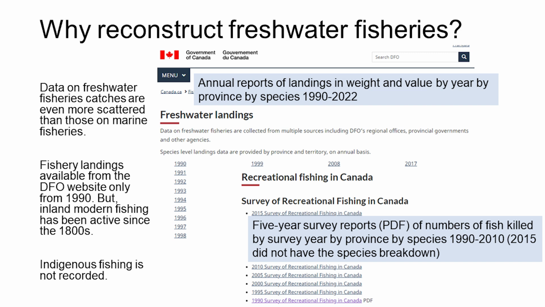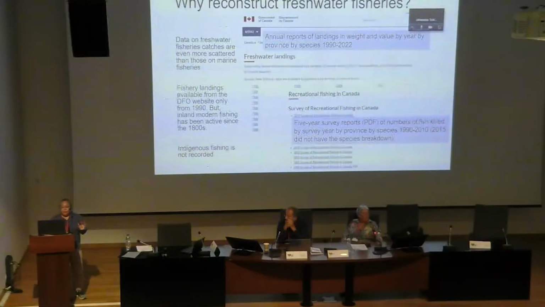But modern fishing started in Canadian freshwaters since the 1800s. So there's only reports for the freshwater artisanal or commercial landings, and that's on an annual basis from 1990 to 2022, and it is reported in weight and in numbers of fish killed. However, the recreational fishing in Canada is only reported as 5-year surveys. So every 5 years, there are numbers, and the numbers are only reporting the numbers of fish kept or killed, because in Canada, recreational fishing is supposed to be catch and release.